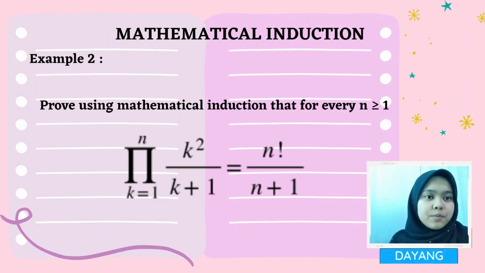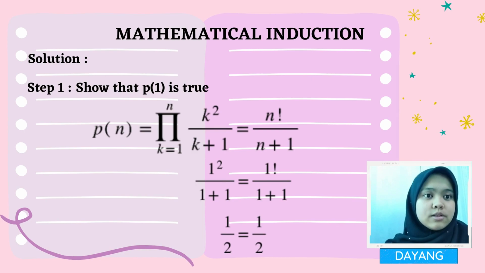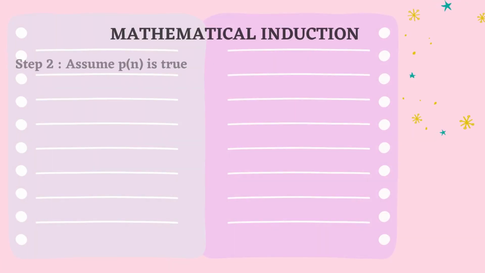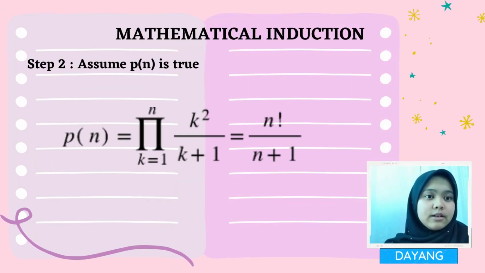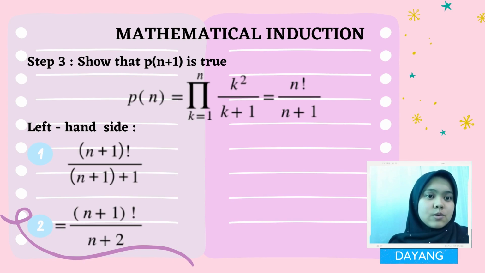Example 2. Prove by mathematical induction for every integer n greater than or equal to 1, the sum for k equal to 1 to n of k squared over (k plus 1)... the product for k equal to 1 to n of k over k plus 1 is equal to n factorial over n plus 1. In the first step we show that P1 is true, so the answer is 1 over 2 equal to 1 over 2 when we substitute 1 into k and n. Step 2, assume that Pn is true. Pn is the product for k equal to 1 to n of k over k plus 1 equal to n factorial over n plus 1. Step 3, show that Pn plus 1 is true.